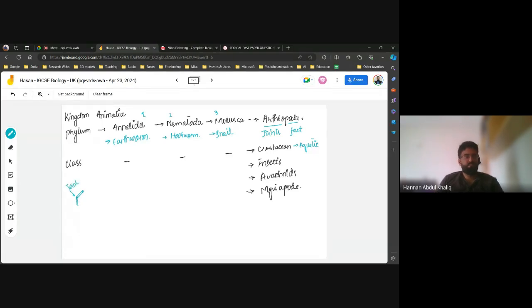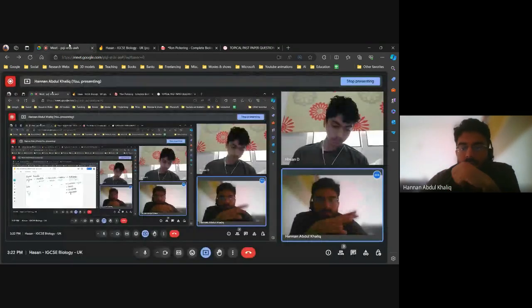This is the joint. So when you have jointed feet, obviously you can move it. You can move your joint. So this kind of feature, you may see the legs in other groups as well. Yes, no doubt.